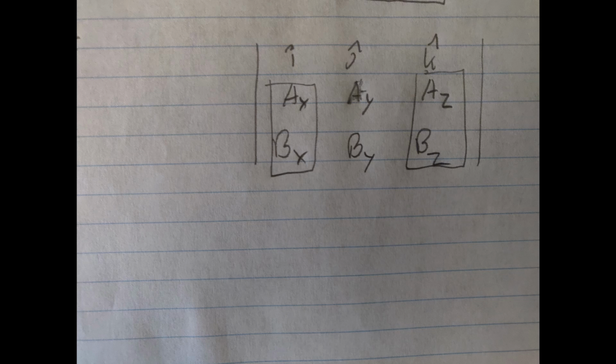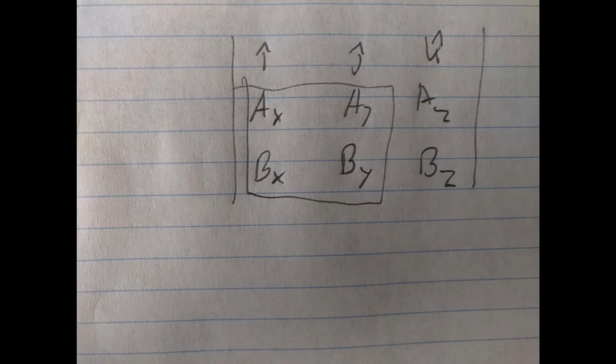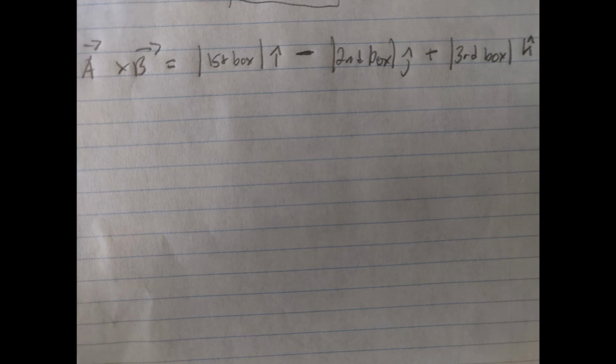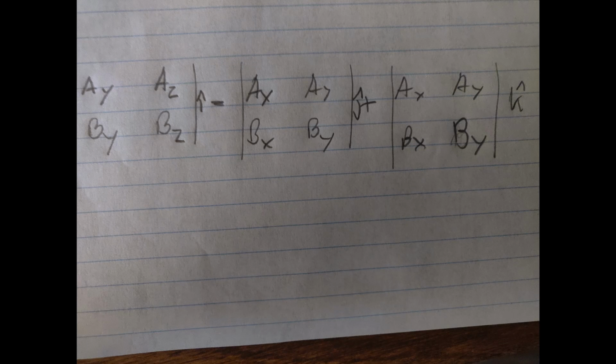And then our third box is the leftmost square you can make, which is the AX, our AY, our BX, and the BY. And our equation is going to look like this. Our A cross B equals your first box times I minus your second box times J plus your third box times K. Now, once we have these boxes set up, we're going to do some cross multiplication.